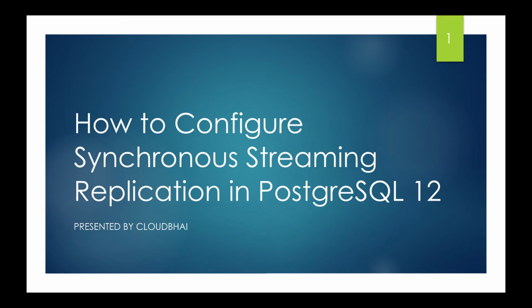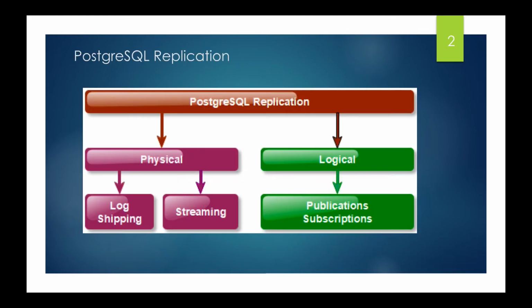In today's session, I'm going to discuss how to configure synchronous streaming replication in PostgreSQL version 12. As you can see in this diagram, in PostgreSQL there are mostly two types of replication: physical and logical. Physical is where the WAL, the write-ahead log, is used. In physical replication, normally the replication can be done either by log shipping or by streaming. In today's session I am going to discuss streaming.